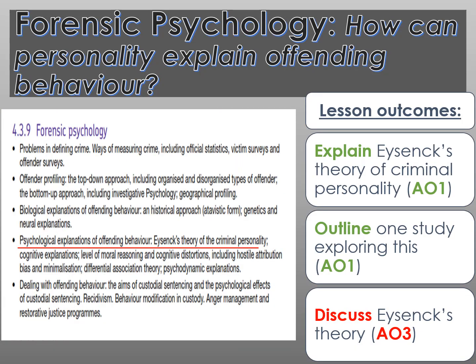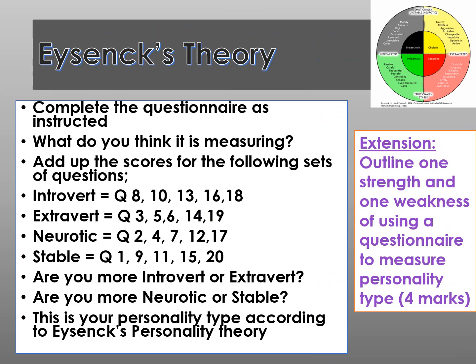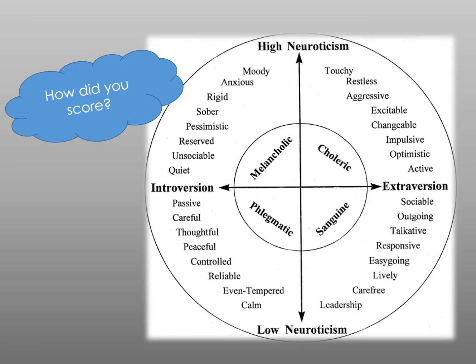The psychological explanation of offending behaviour is split into four. We have Eysenck's theory, cognitive explanations, looking at level of moral reasoning and distortions, differential association, and psychodynamic. First of all, we start with Eysenck's theory of the criminal personality.